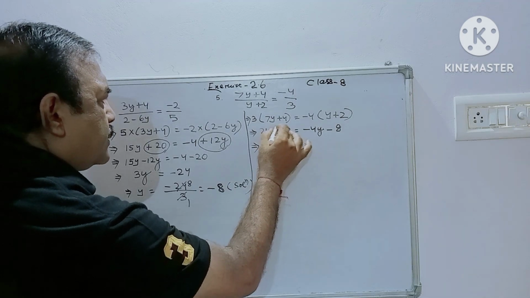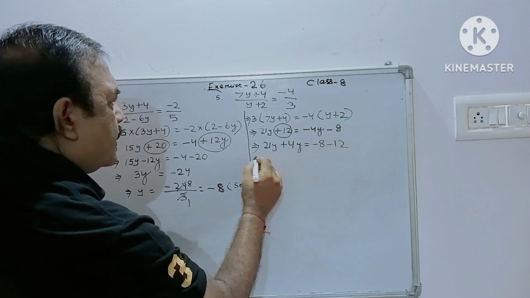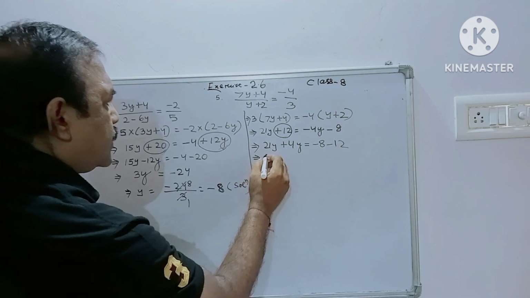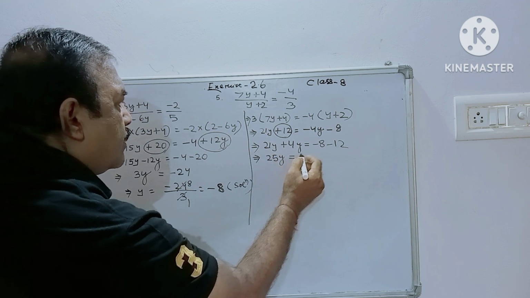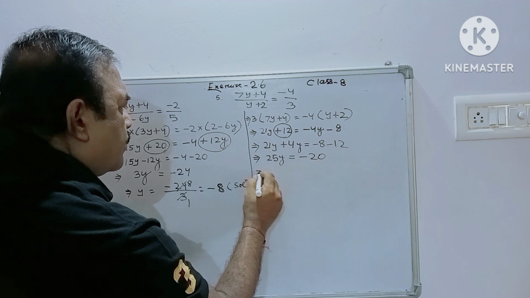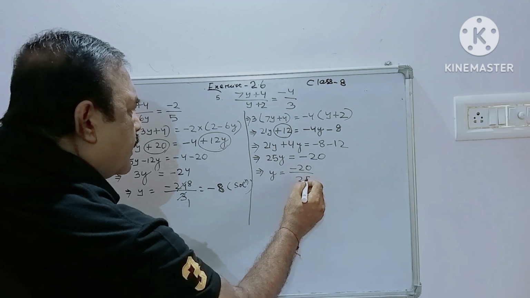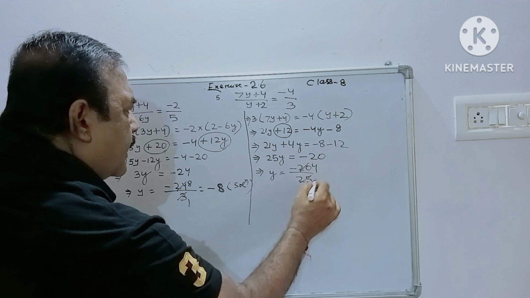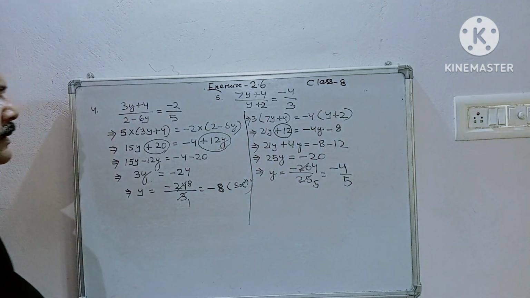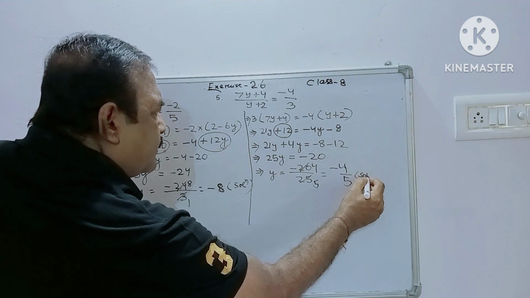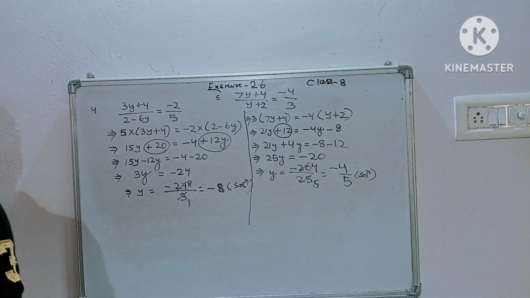So we'll have to transpose plus 12 to the right hand side: minus 8 minus 12. That is equal to 21 plus 4, that is 25y is equal to minus 20. So the value of y is equal to minus 20 divided by 25. 5 4s are 20, 5 5s are 25. That is equal to minus 4 upon 5. So this is the solution. And only 2 odd problems are left. After this, we will do it.